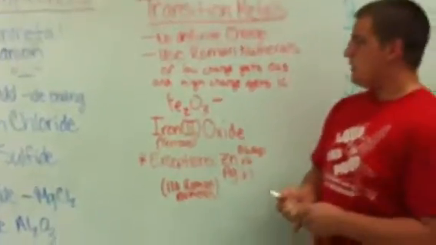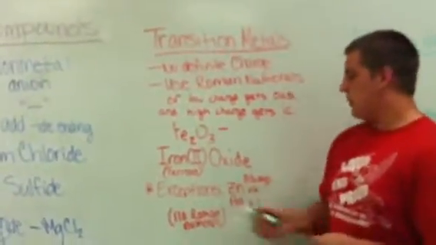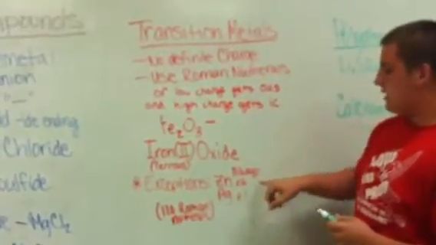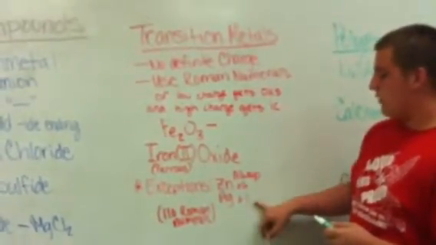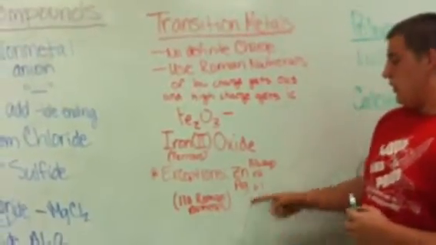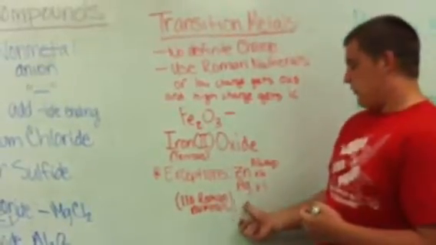There's a few exceptions that do have a definite charge that are transition metals, and those exceptions are zinc and silver. Zinc is always +2, silver is always +1, and on those you don't use the Roman numerals, you just call it zinc oxide or silver oxide.